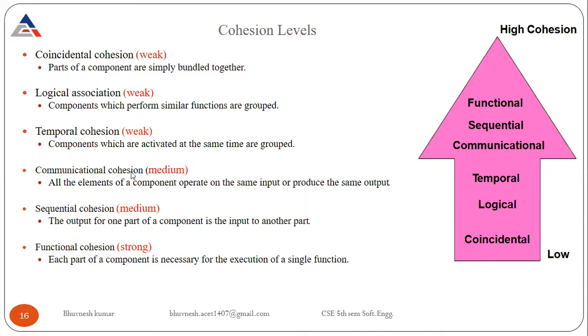Then there is communication cohesion. All the elements of a component operate on the same input or produce the same output. That is, components work on the same input as well as produce the same output. Then sequential cohesion is where the output of one part of a component is the input for another part. The output produced from one function works as the input of a second function. That is sequential, like waterfall: the first phase will complete, then you go for the second phase, the second completes, then you go for the third. That is sequential cohesion. The functions are related to each other; if the first function is executed, then we go for the second function in a single module.